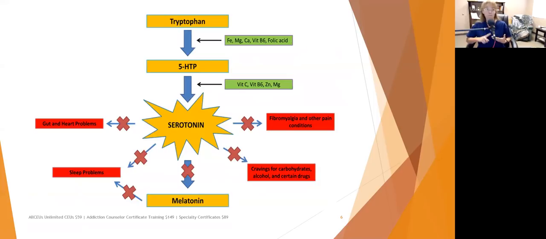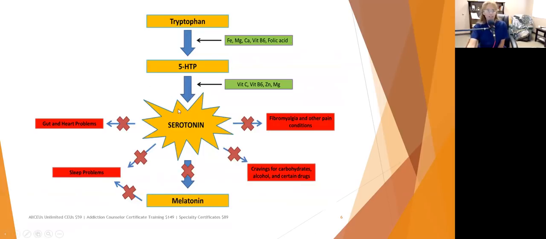appetite, sleep, pain perception, as well as depression and anxiety and other things. So if you don't have enough serotonin, you may have gut and heart problems. You may have sleep problems, cravings for carbohydrates, alcohol, and other certain drugs, and fibromyalgia and other pain conditions. When your serotonin level is low, your pain tolerance is lower. The other thing with serotonin is it is broken down to make melatonin, and melatonin is our sleep hormone.